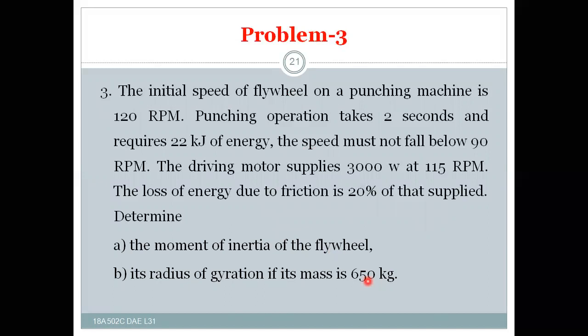So here you can see the punching operation time is there for us, and the energy required is also there for us, and the initial speed is also there for us, and the minimum limit that must be maintained for operation is 90 revolutions per minute, and the motor power supplied is also there for us, as well as the speed, and the loss of energy due to friction is also there for us. With this you can calculate your radius of gyration and moment of inertia of the flywheel.